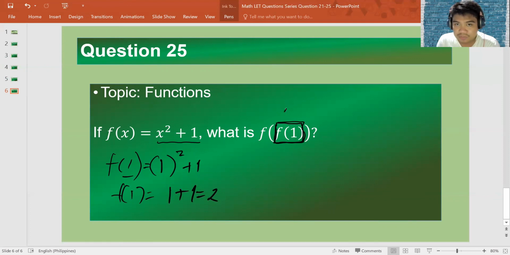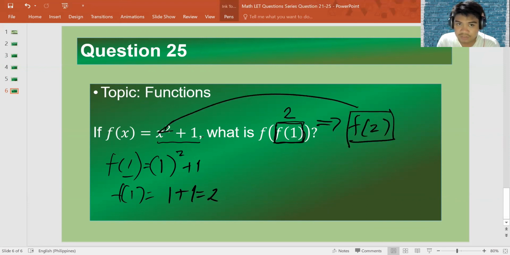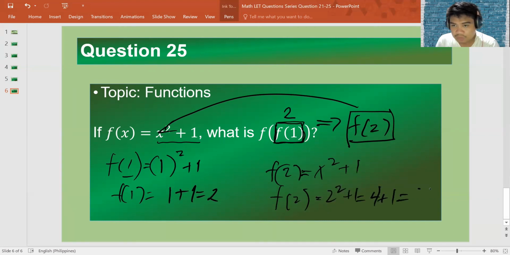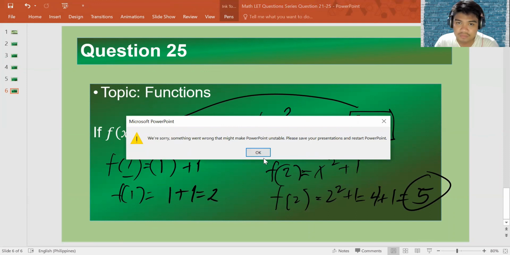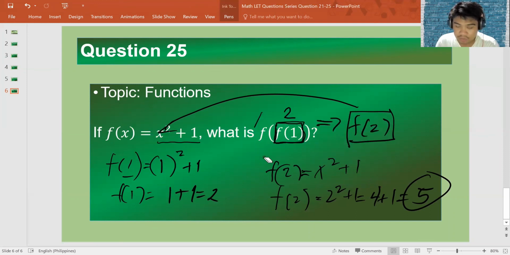And then we're going to substitute that here. So this will become f of 2. And then at this f of 2, gagamitin ulit natin doon sa ating original function. We have f of 2 will be 2 squared plus 1, which is equal to 4 plus 1, or we have 5. So our final answer is 5.